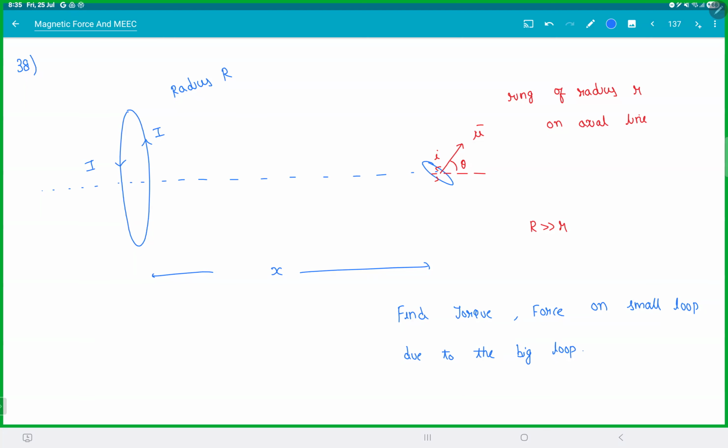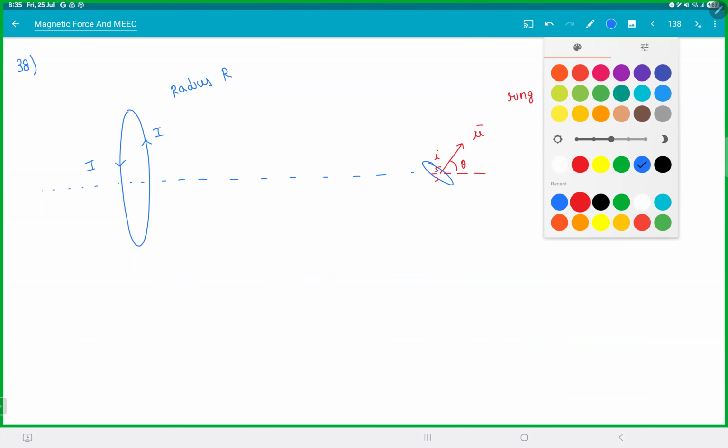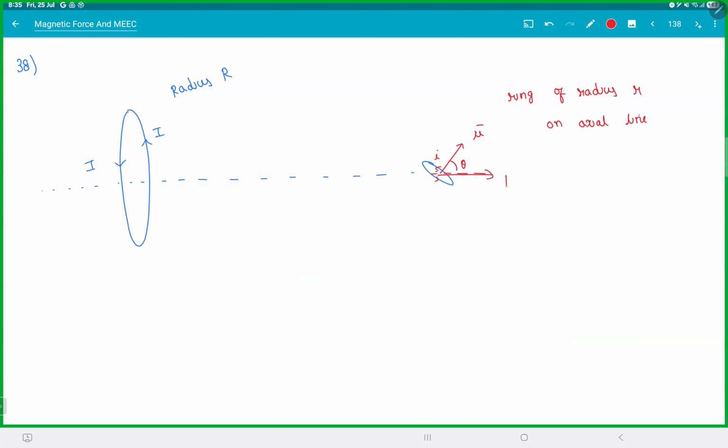So B is the external field. So due to the big one, the magnetic field at this point will be mu naught I R square by 2 times R square plus x square whole power 3 by 2.